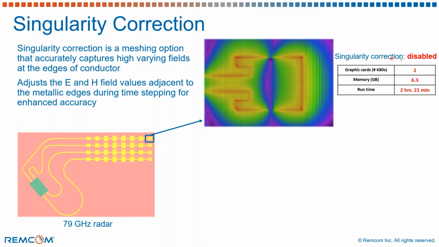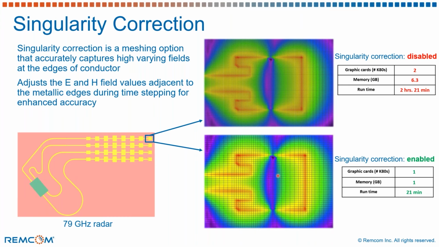The first one is with singularity correction disabled. You can see that the high fields across this patch are modeled using a very fine grid, where 2 K80 graphics cards are required, along with a memory of 6.8 gigabytes, to run the simulation, which took about 2 hours 21 minutes. In a second simulation with singularity correction enabled, you can see a coarser grid utilized to more effectively handle the E and H field transitions at the edges of the conductors, where 1 graphics card and 1 gigabyte of memory was sufficient to run a simulation which took about 21 minutes.